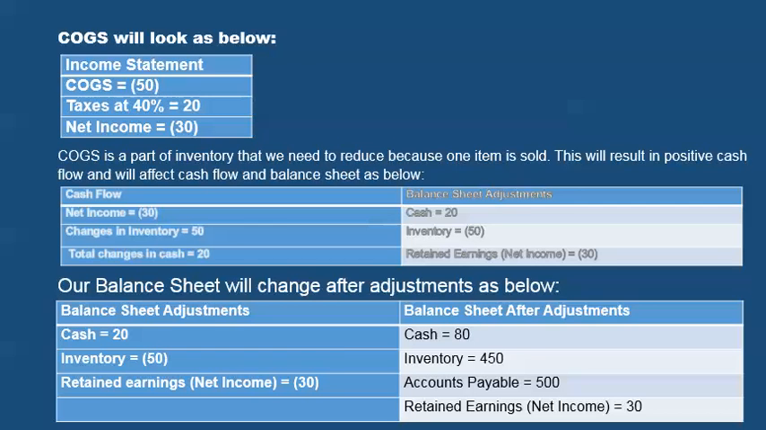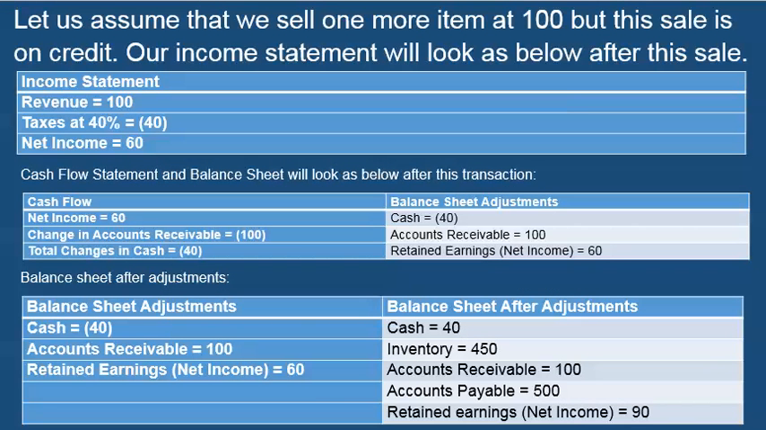Our balance sheet will change after adjustments as below. So when we bring these adjustments in the balance sheet, our final balance sheet will look like cash equals 80. Inventory is now 450. Accounts payable is 500. And retained earnings, net income equals 30. Let us now assume that we sell one more item at 100, but this sale is on credit. Our income statement will look as below after this sale. Revenue is 100, taxes at 40, net income after paying the taxes equals 60.